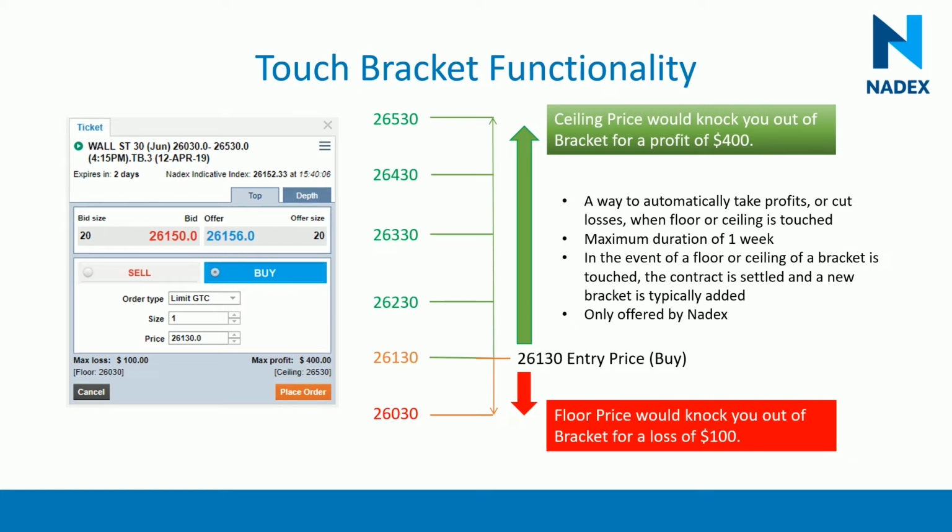Now, you can set another limit order on this to take profit. So, for example, if you bought at 26,130, maybe if the market goes to 26,230, you could set a limit order to take profit. So it's not getting out of having a plan. You still need to have a plan. Even here at Nadex, you need to have a plan for every trade, right?